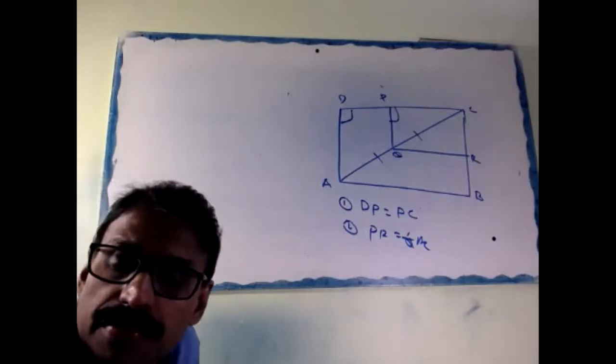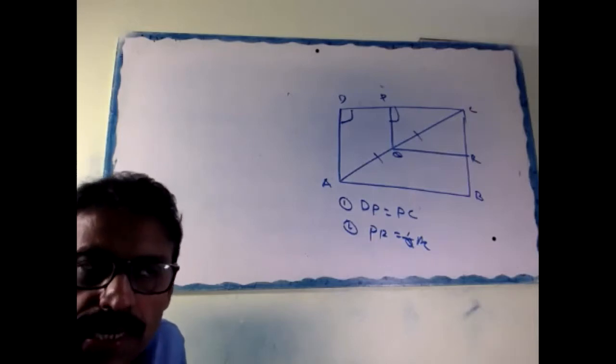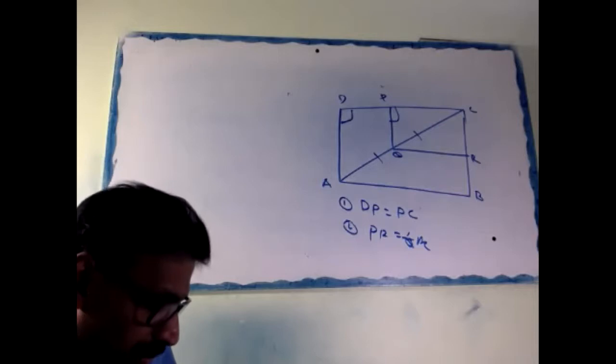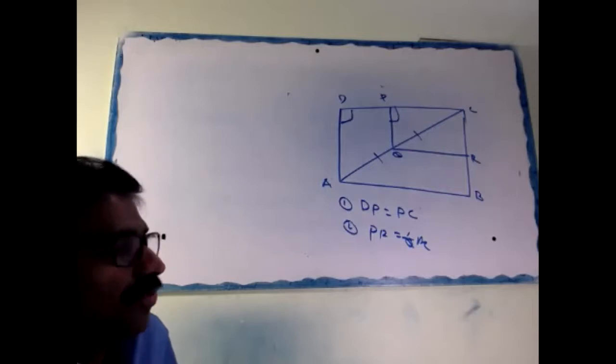Okay, up to that. Now PR: in a rectangle, diagonals are equal. PR equal to QC. So that means QC is equal to half of AB. Finish.